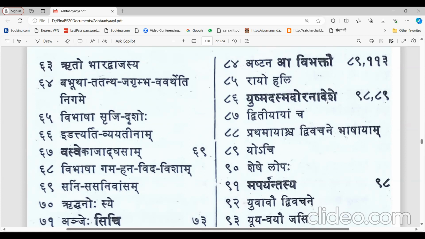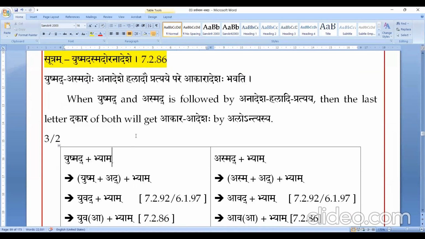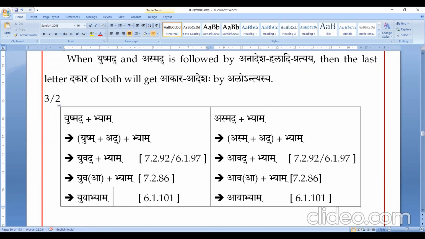Then what about this Yushmadasmadoho anadeshe? Therefore he says haladi vibhakti pratyaya pare. You see the form and you will understand. Yushmad plus bhyam: the forms in 3.2 and 4.2 of Yushmad shabda are yuvabhyam and Asmad, avabhyam. Bhyam is a haladi vibhakti pratyaya which does not get any adesha, therefore an anadesha vibhakti pratyaya. So when an anadesha vibhakti pratyaya follows, Yushmad and Asmad get akara adesha. That is what the sutra says.